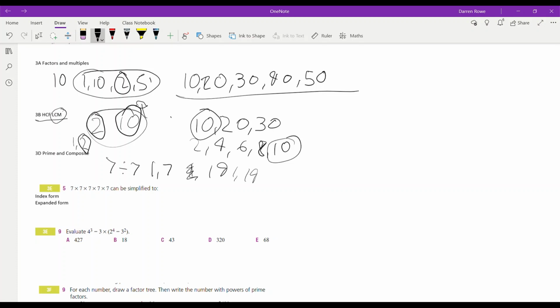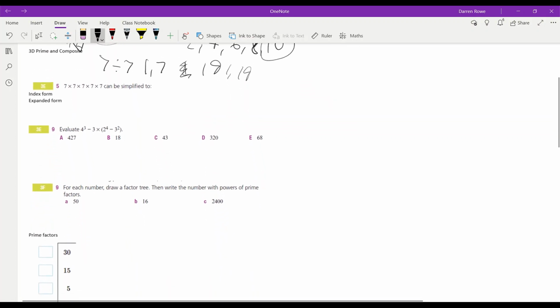But it's the only one that's even that is a prime number. Composite is basically any number that is not prime. So if it has more than 2 factors, it's a composite number. So move on from there now.